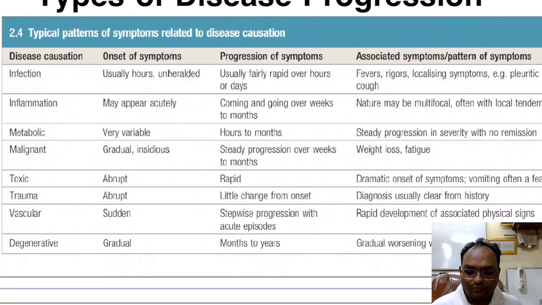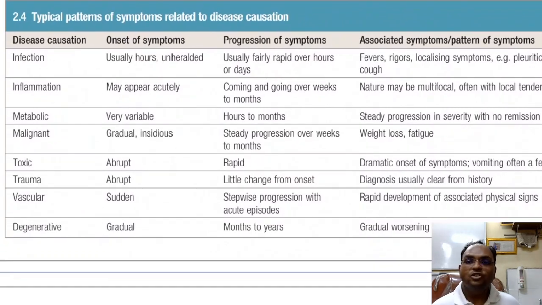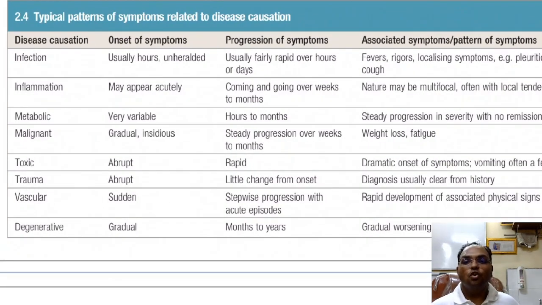Next, metabolic, very variable. Usually it is insidious, steady progression, no remission, because once the liver is gone, it is gone. Once it's CLD, it's CLD. Once it's CKD, it's CKD. There's no looking back. Maybe you can arrest the progression, what would happen in 10 years may take 20 years, but there is no chance of putting it in reverse gear, right?